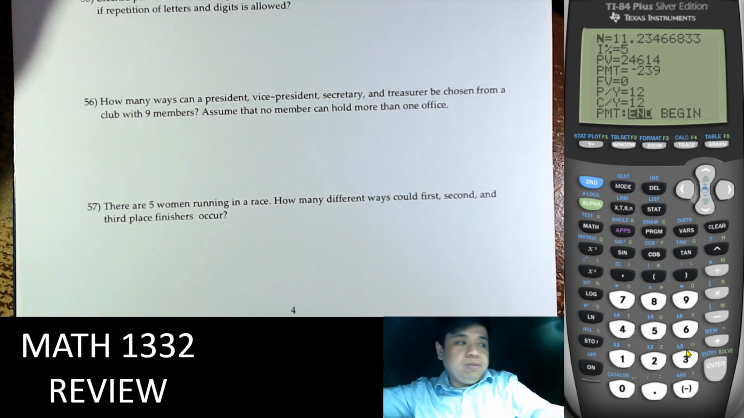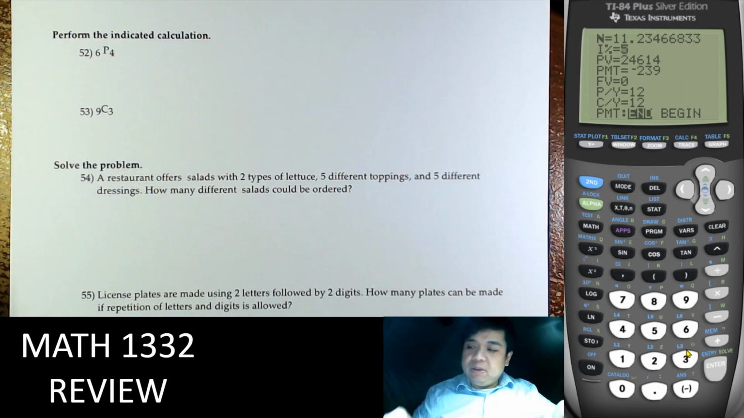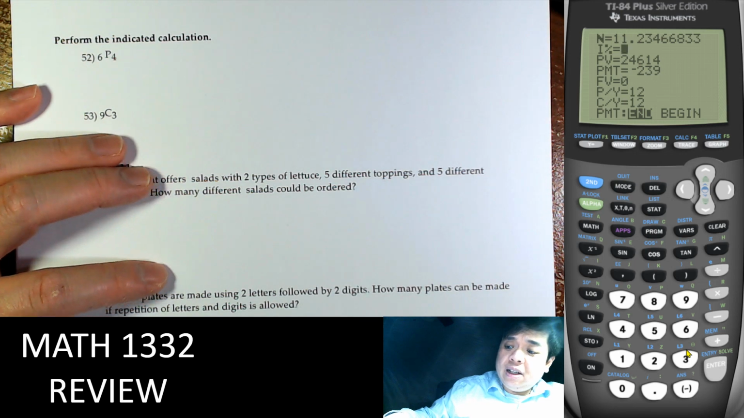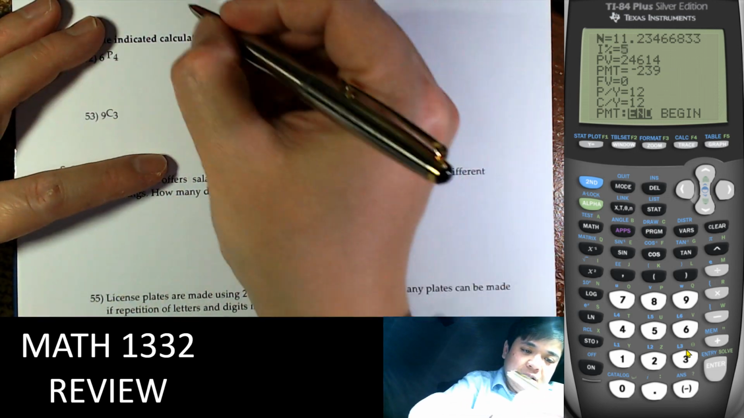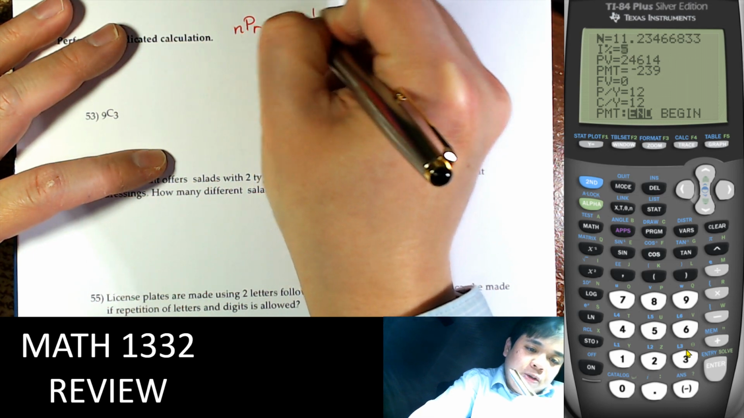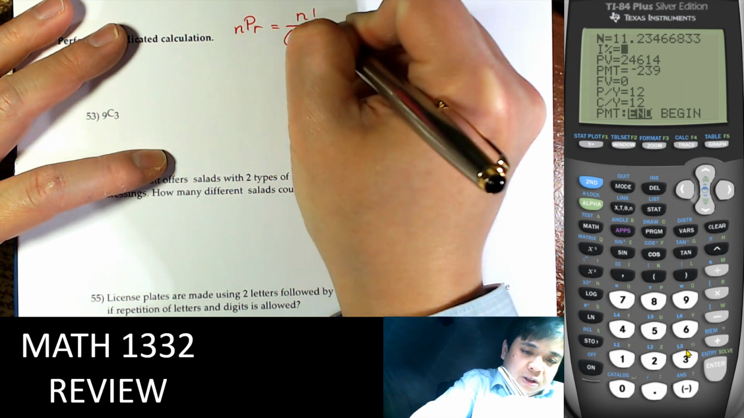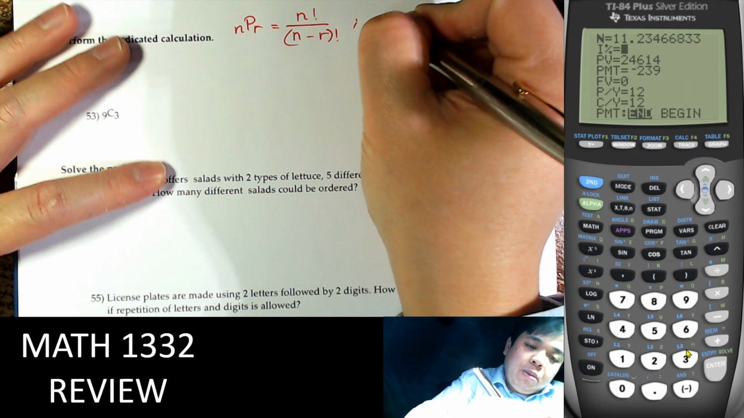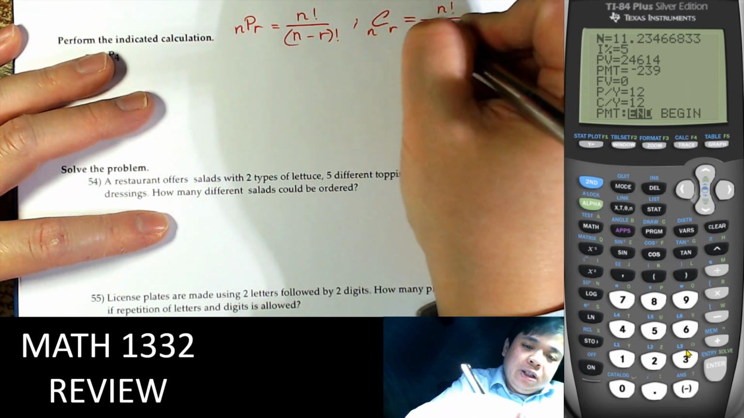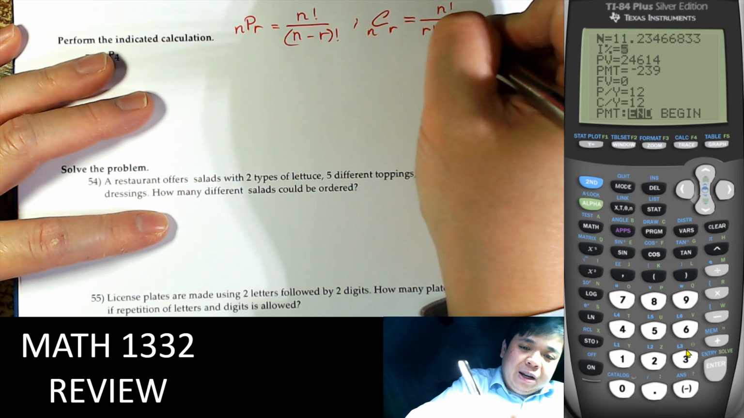Now we go to the combination and permutation. So the permutation, if we do this by hand, is n factorial over n minus r factorial, and the combination is n factorial over r factorial times n minus r factorial.